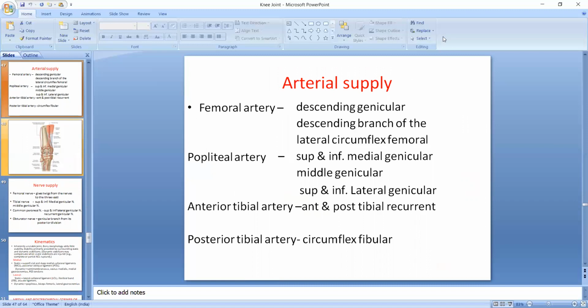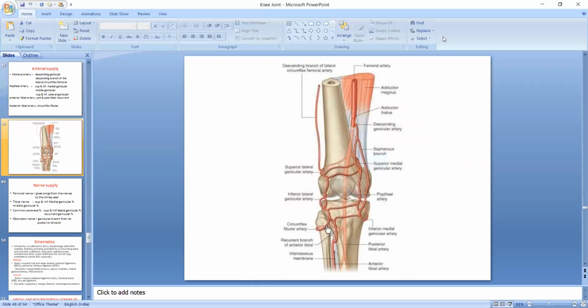The arterial supply: the femoral artery, the descending genicular artery, the descending branch of the lateral circumflex femoral artery, and the popliteal artery with superior and inferior middle genicular and superior and inferior lateral genicular branches. Also the anterior tibial artery with anterior and posterior tibial recurrent branches, and the posterior tibial artery with circumflex fibular branches.